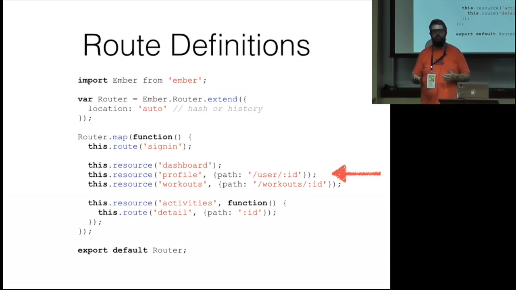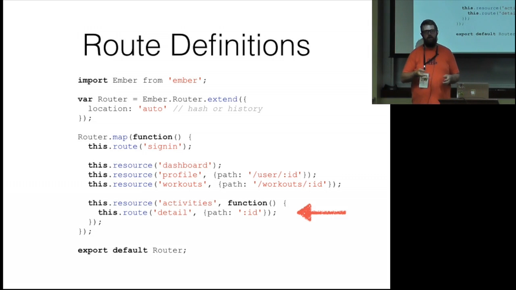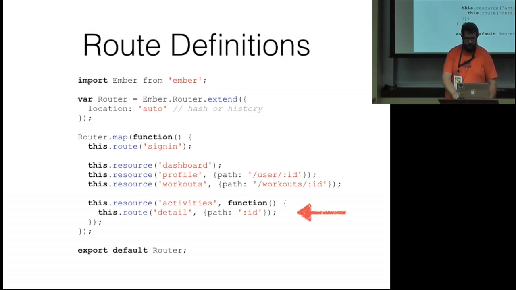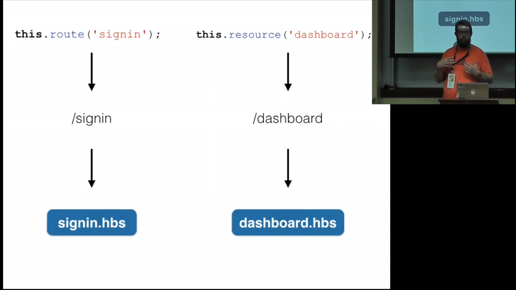You can also nest resources. So you can see this last one here. We have activities, and then under activities, we would have activities/detail. So we can kind of see how this looks. Defining sign in and dashboard gives me those URLs. And those URLs, through Ember's conventions, map to the templates I'm going to use, so what templates get rendered on the screen.